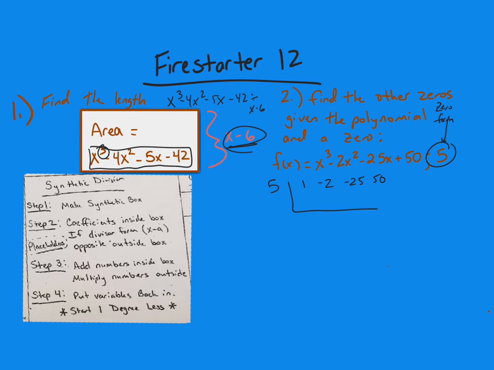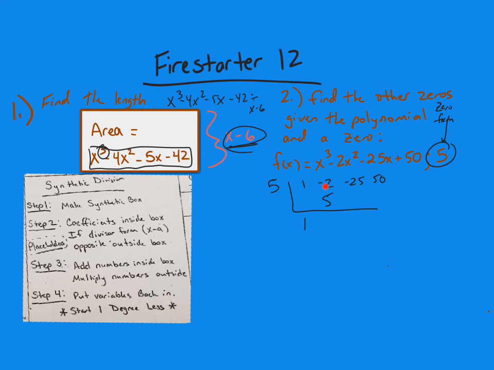So, 1, drop down. So guys, what we're doing right now is I add the numbers inside the box. So 1 is inside the box. It drops down because there's nothing added to it. Multiply numbers outside the box. 1 is now outside the box. I multiply it by this 5. So 1 times 5 gives me this 5 right here.